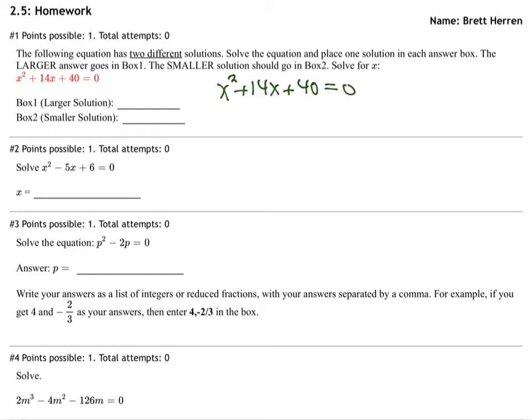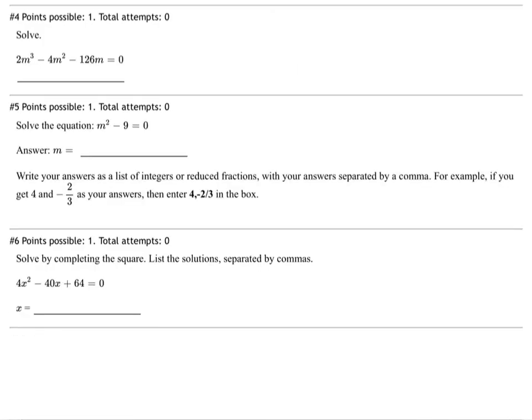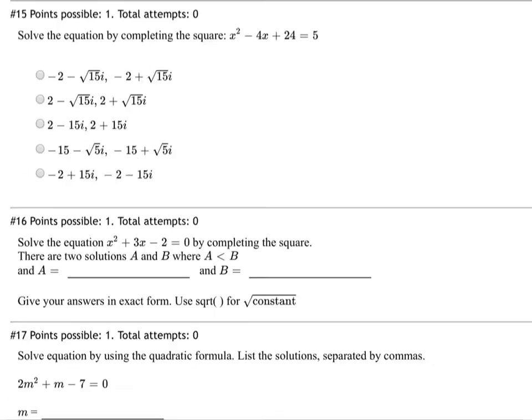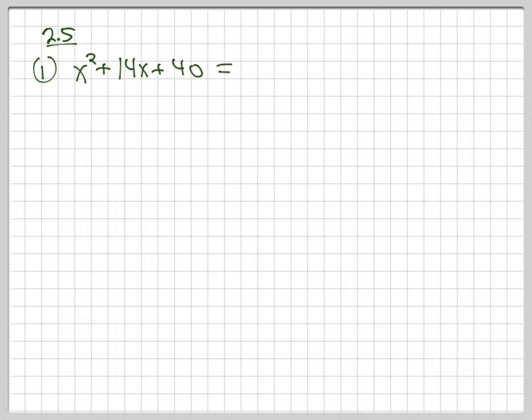All right, so what do you remember about how you solve x squared equations? In fact, let me just move it to a fresh screen here where you got more room. Okay, so number one, this is section 2.5, number one. X squared plus 14x plus 40 equals 0. So solving x squared, I think we have talked briefly about it in our review.